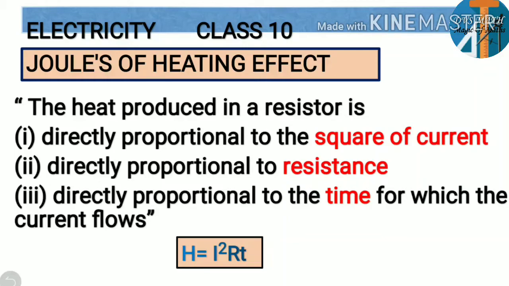To remember this easily, first observe the formula H is equal to I square RT. So first writing this formula, you can define this. Observe, H means heat produced in the resistor. I square means square of the current. Directly means if one is more, another will be more, or if it is less, heat will be less or current will be less. So they are all directly proportional. So the heat produced in a resistor is directly proportional to the square of current, and second, it is directly proportional to the resistance, and it is directly proportional to the time for which the current flows. So it depends upon current, resistance, time.